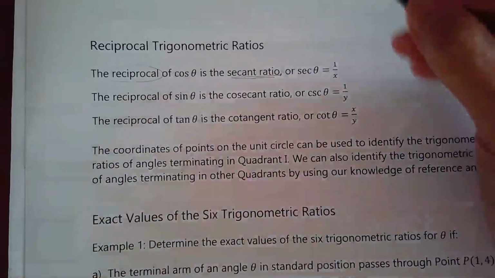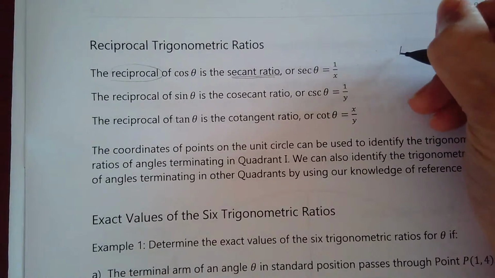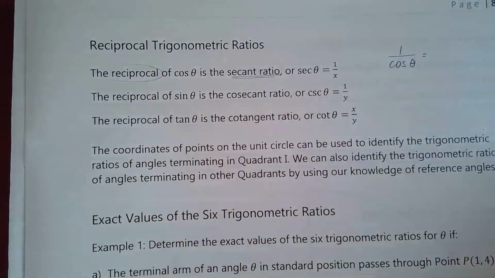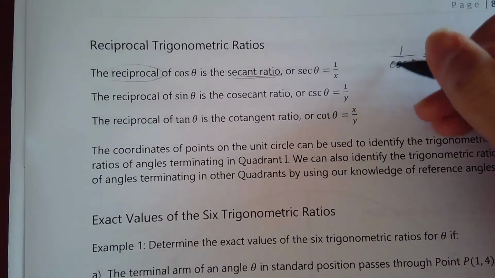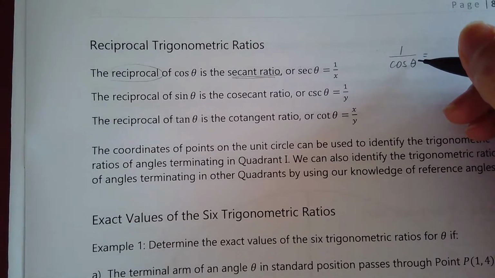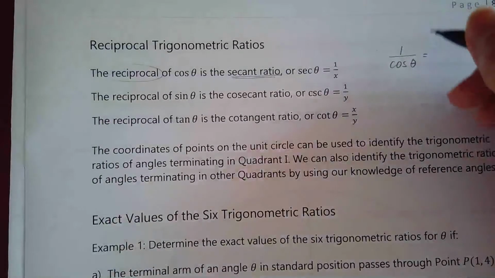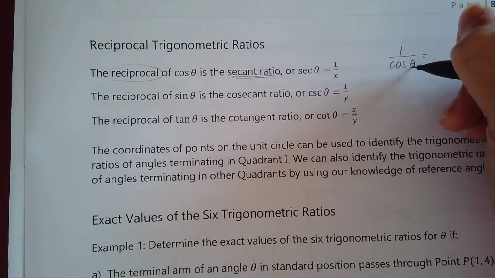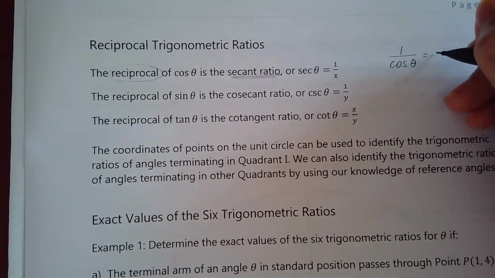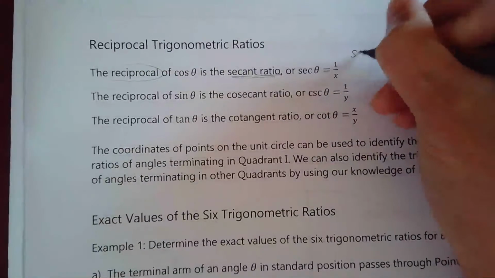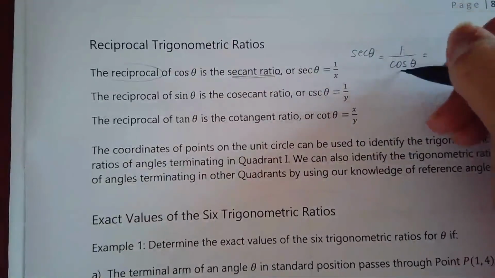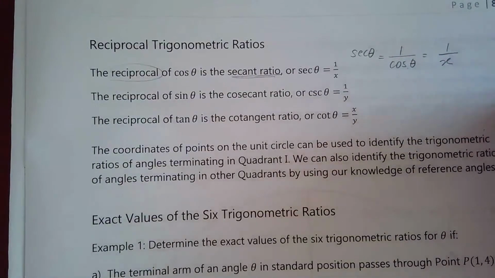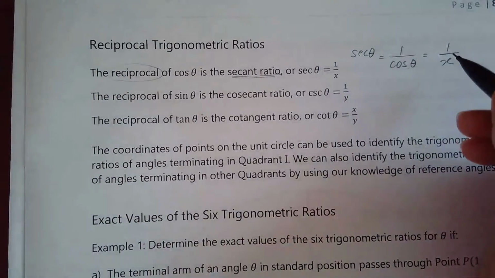So I'm just going to write it down over here. The reciprocal of cos is going to be 1 over cos of theta. Well, in terms of cos theta, what would it be? Well, we know the cos is x, so secant theta is going to be 1 over cos. Well, look, what is the cos value? It's going to be 1 over x. Okay, so 1 over x.